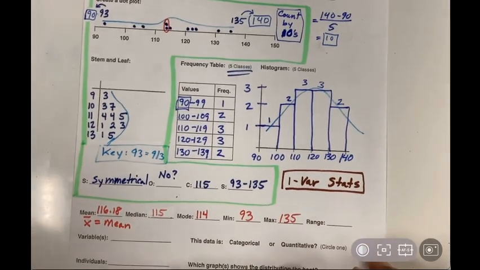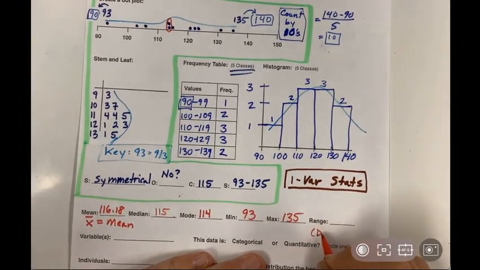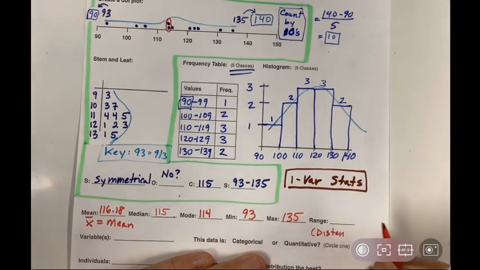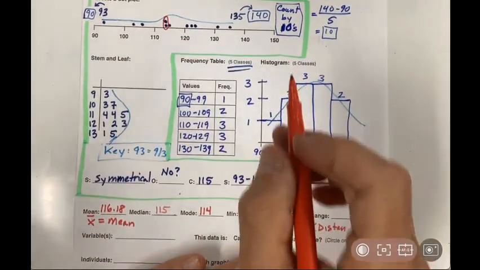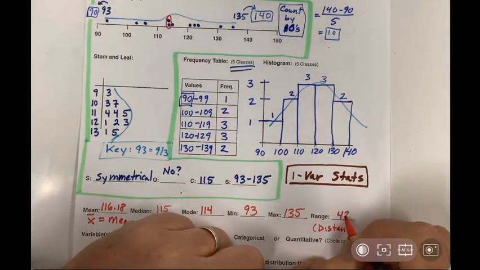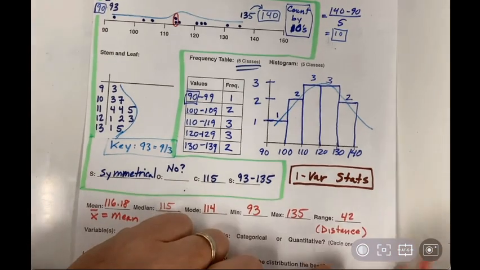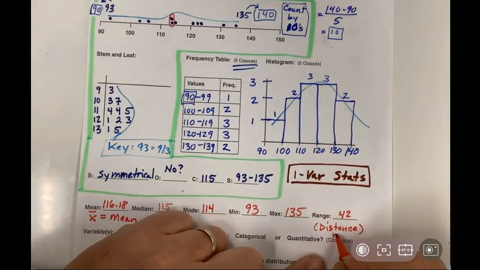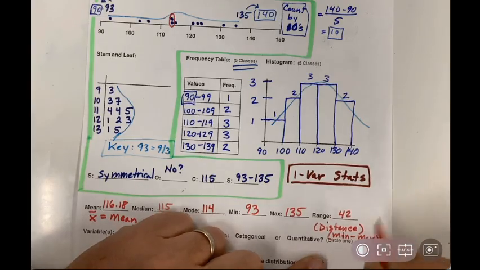Lastly, the range. The range is a distance. It's the distance from the minimum to the maximum. That distance from when you go from 93 up to 135, that's going to be 42. That's your distance from the minimum to the maximum. Okay? I should say min to max too. Min to max.